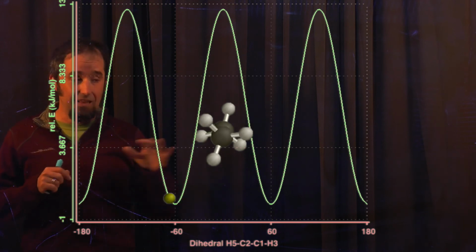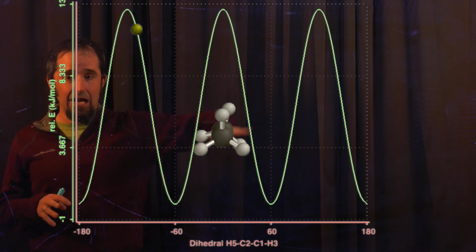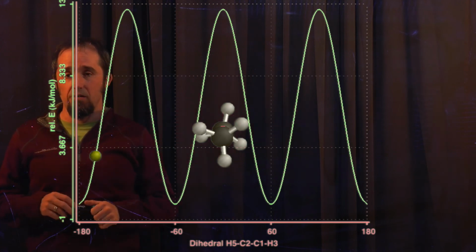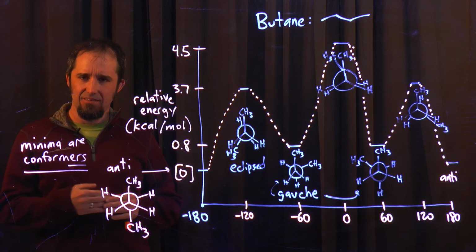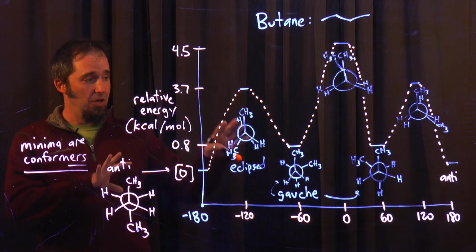Again, molecules like ethane are sort of always spinning, but most of the time they hang out in these troughs, and they get there by going over those barriers. So now let's level up and talk about butane, C4, a little bit. So I'll show you this diagram.